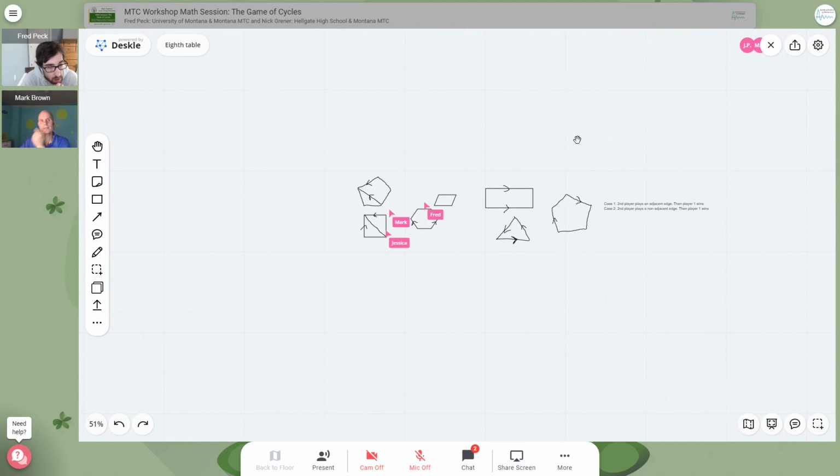Let's see. So we basically, by me going the way I went, we removed the quadrilateral from being a cycle. Correct.